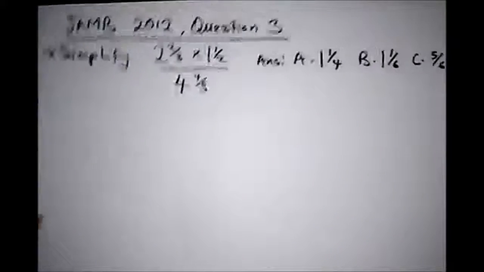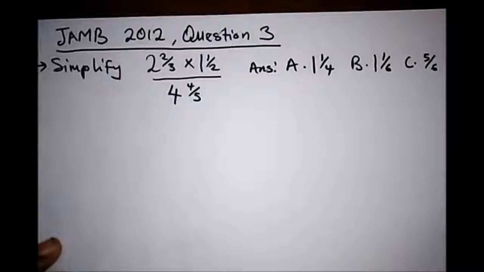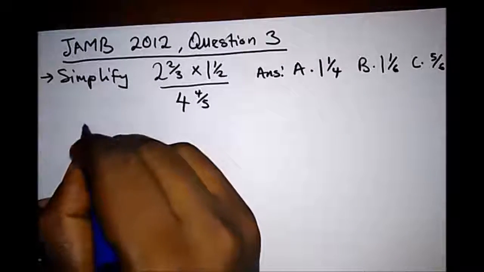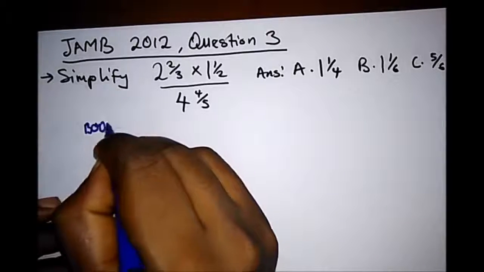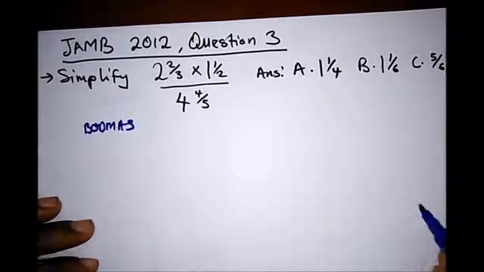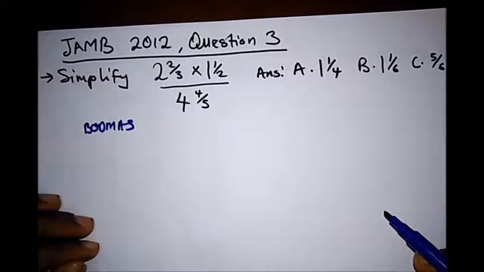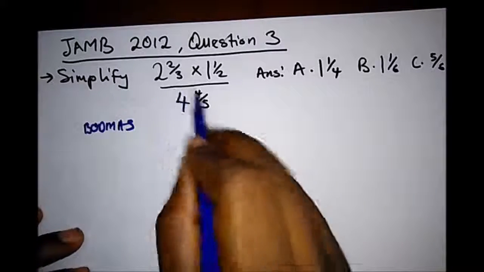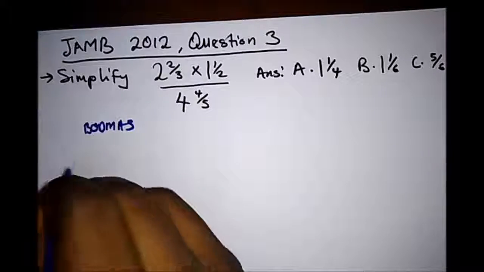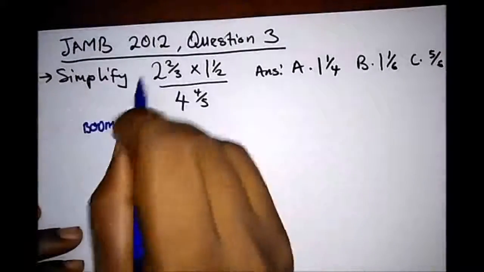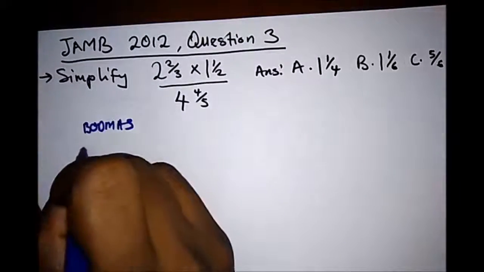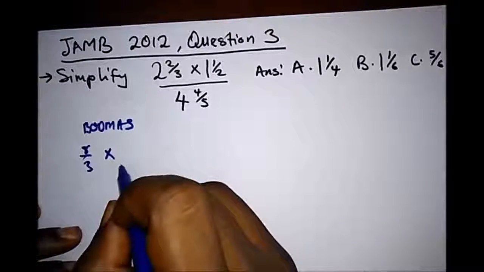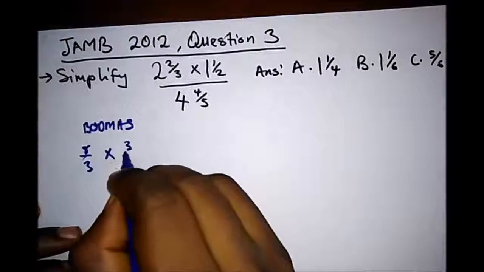Our next question is from Jamb 2012, question 3. Now let's write this down, BODMAS. What's the first operation we're to perform here? Division. So let's convert all these to improper fractions. We have 2 multiplied by 3 is 6 plus 2, that's 8 over 3, multiplied by 2 times 1, 2 plus 1, 3 over 2.